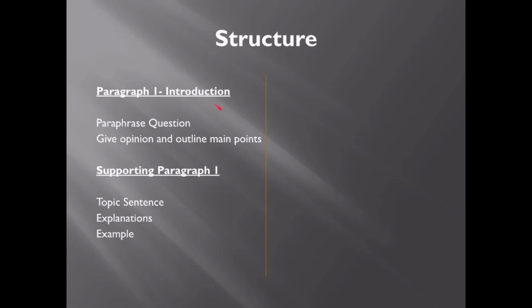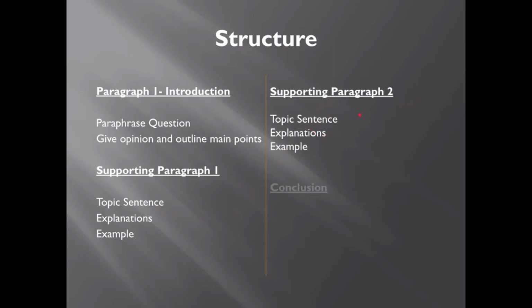So paragraph 1, introduction. First sentence, you're just going to paraphrase the question. Then you're going to put a full stop, and then you're going to have your opinion. So I totally agree, or this essay agrees, and outline your main points. Supporting paragraph 1, you're going to take your first main idea and you're going to put it into your topic sentence, explain why you believe that main idea answers the question, give an example to help you support that main idea, and then you can move on to the second supporting paragraph. You're going to use the exact same structure here for your second main idea. And then in your conclusion, you're going to summarize your opinion and your main ideas.